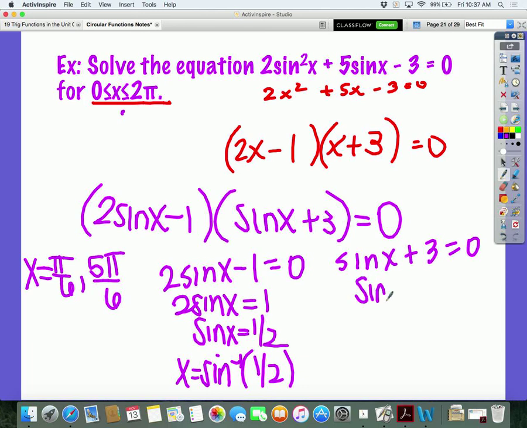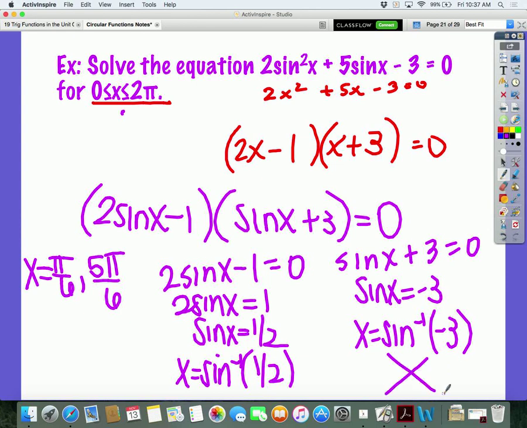Over here, we'll do the same thing, we'll solve. So we'll have x equals the sine inverse of negative 3. And so we ask ourselves, where on our unit circle is the y value negative 3? Just 3. And if you think about it, there isn't a spot on our unit circle where sine or the y value is negative 3. So this particular value for x is not going to have any solutions. So the only solutions that work are x equals pi over 6 and x equals 5 pi over 6.